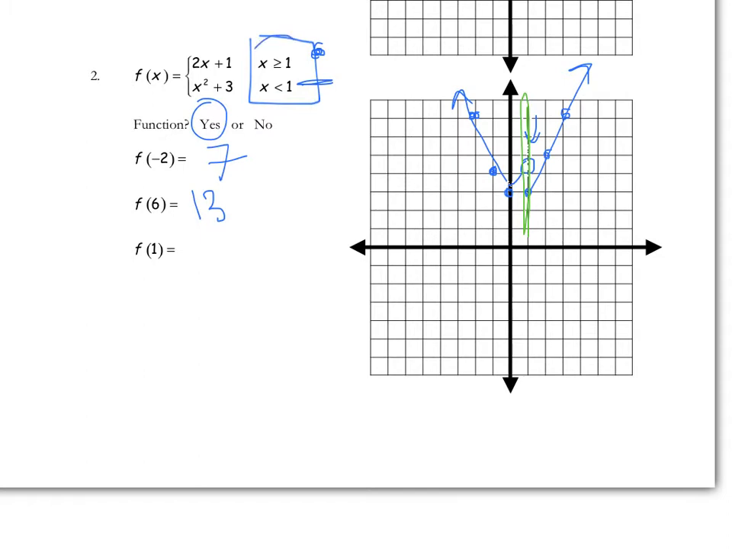The first piece includes 1, so I would plug that into the first piece. 2 times 1 is 2, plus 1, 3. So f of 1 is 3. I could also use my graph to count over 1, and I would notice that I went up 3.